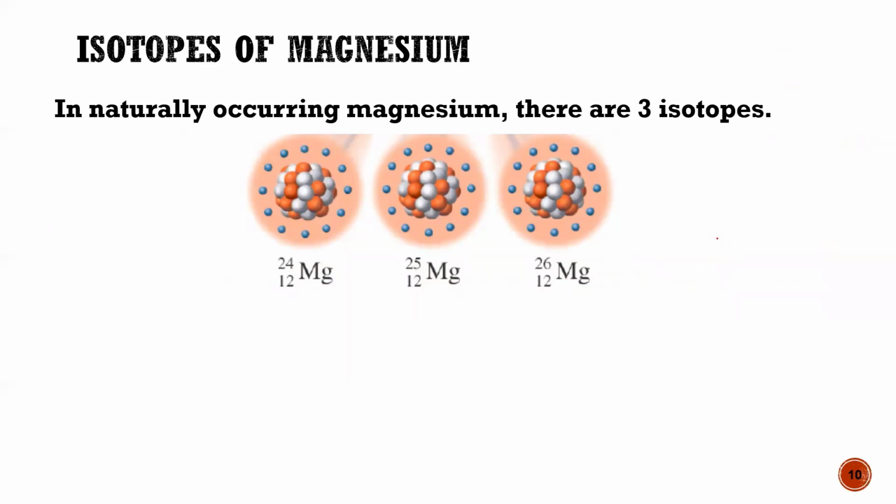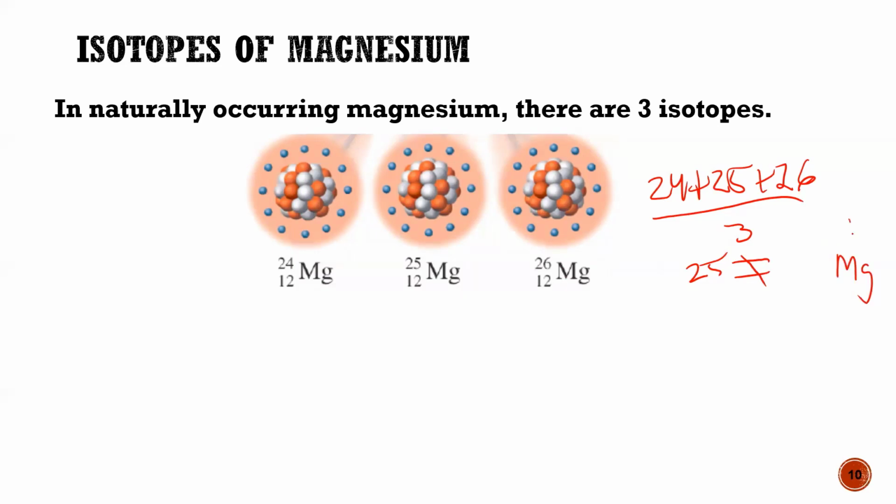Let's go back to the 3 isotopes of magnesium, right? You might look at this and be like, oh, wait, Sean, 24, 25, 26, divided by 3 would be 25. It's not. Look at the periodic table. What's magnesium? What does it show you? 12. What is it? I don't memorize this stuff. I just learn how to use it. 24.305. So what does that mean?